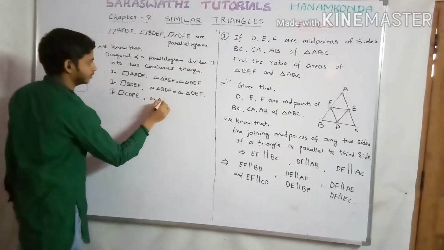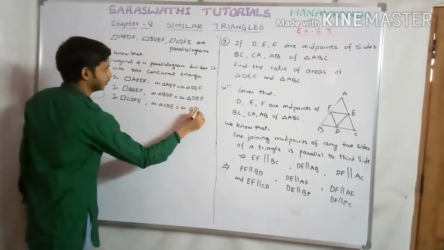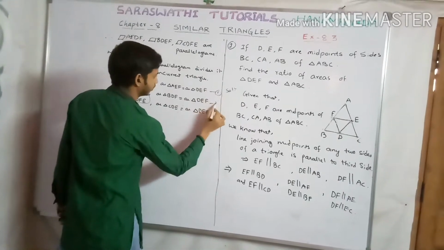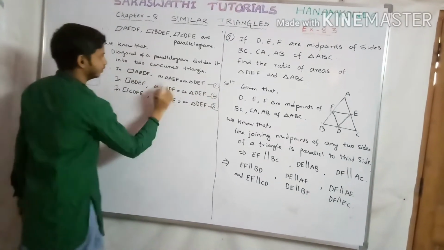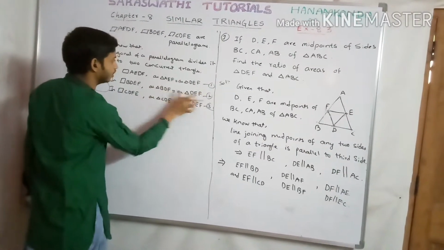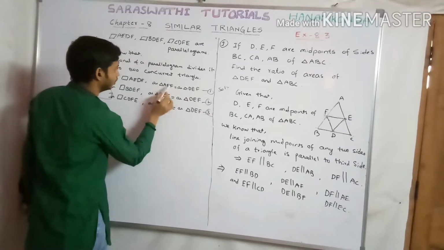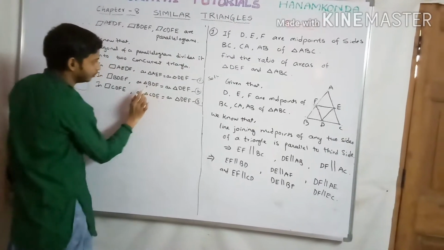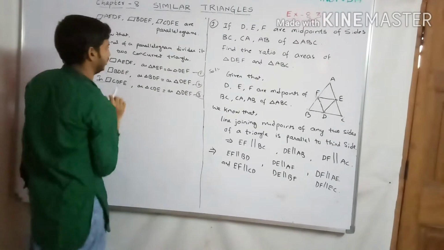Area of triangle CDE equals area of triangle DEF. Okay, so consider this as the first equation, the second as the second equation, and this as the third equation. From 1, 2, 3 we get area of triangle AEF equals DEF, area of triangle BDF also DEF, and area of triangle CDE also DEF. So area of triangle AEF equals area of triangle BDF equals area of triangle CDE equals area of triangle DEF.